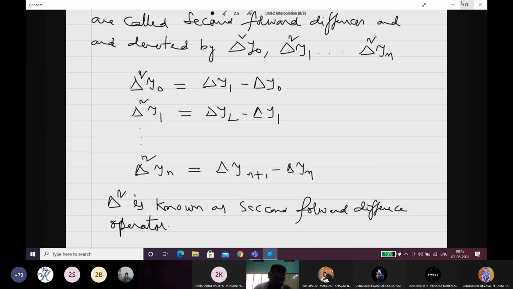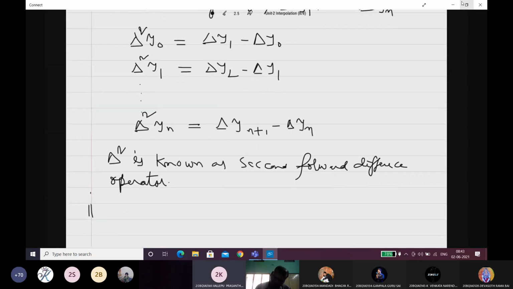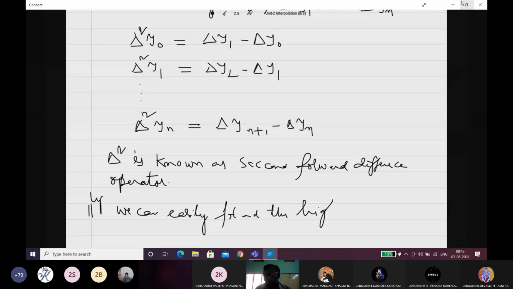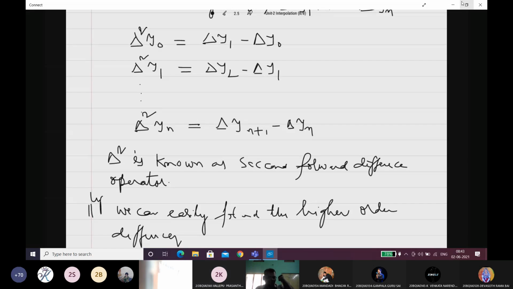Similarly, we can easily form the higher order difference operators, the higher order differences. Okay.